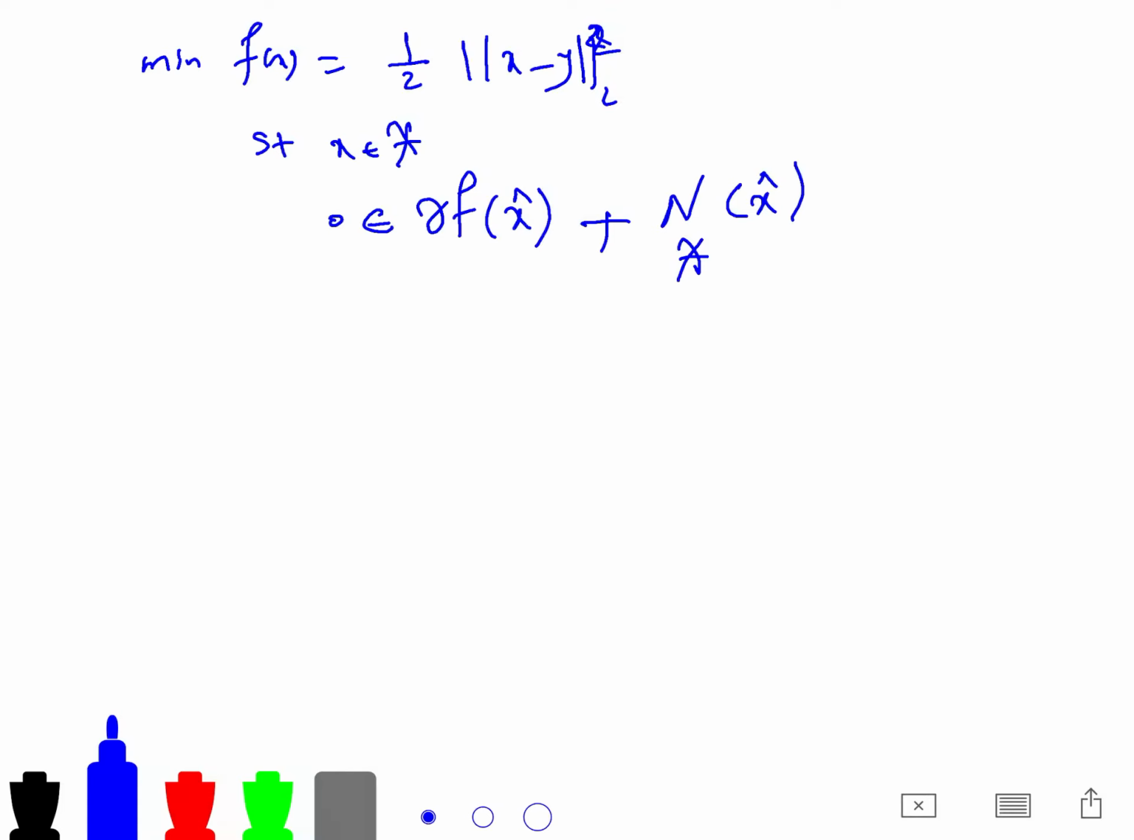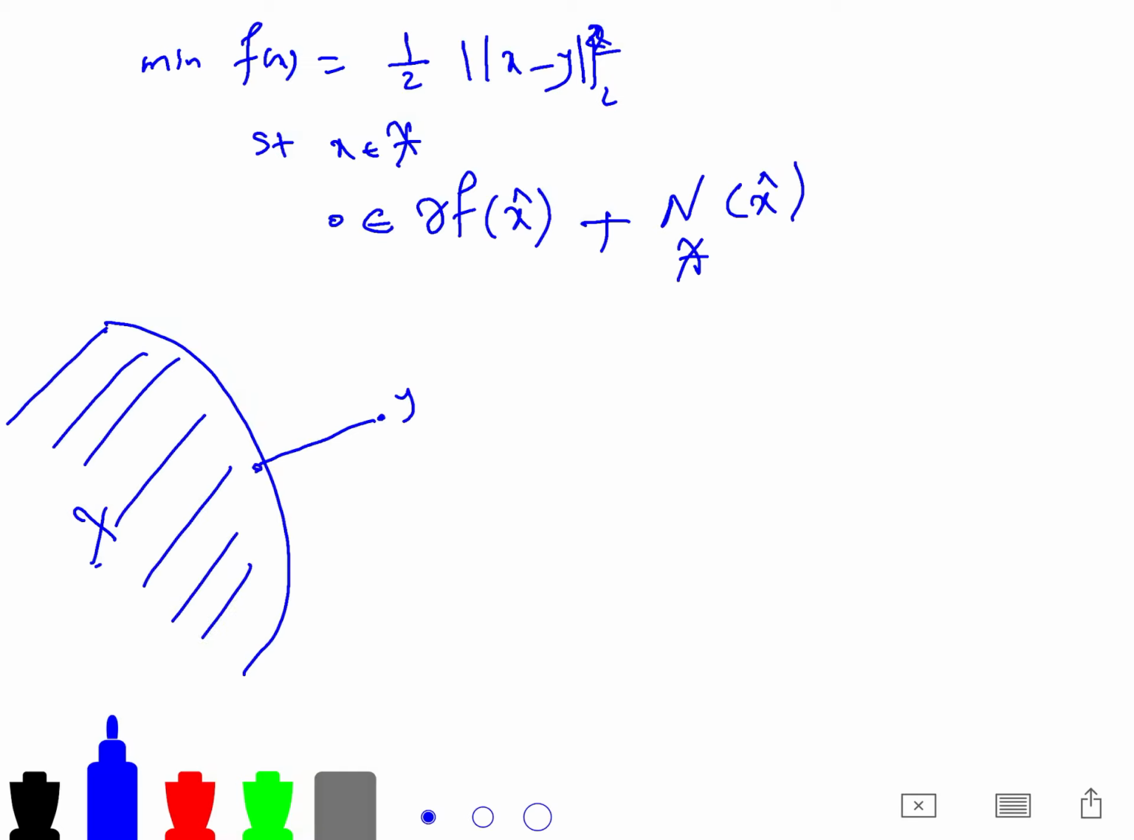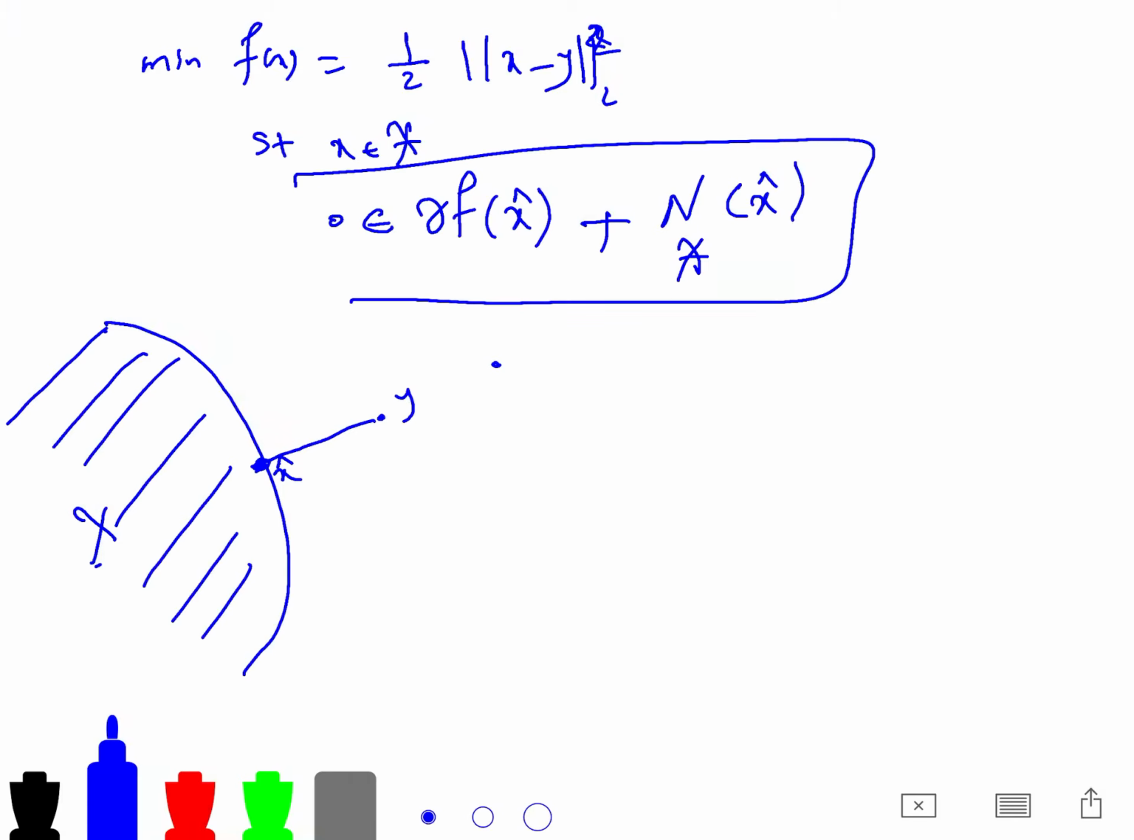And the geometric intuition behind that is something like this. You have a point y. You want to minimize the distance between this set X and y, and this is a convex area. This is the convex zone. So x could be anything, but this is the minimal solution. This is the optimal solution, x hat. So x hat is an optimal solution, and so this one holds.